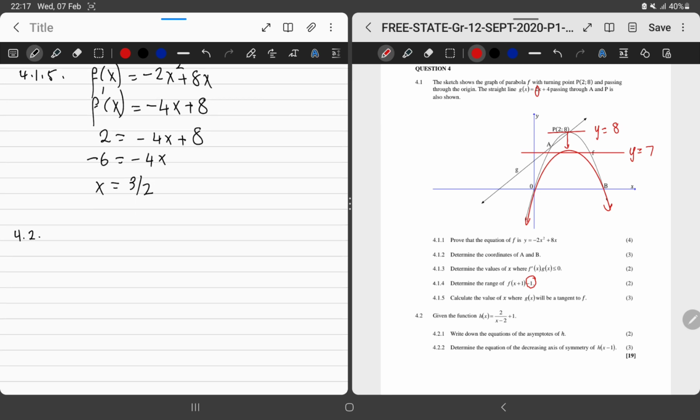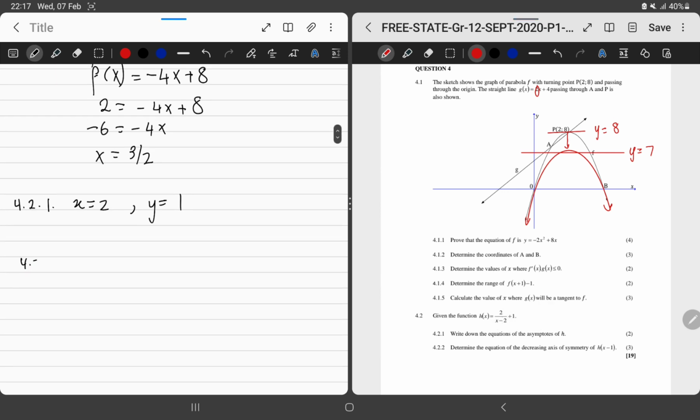4.2. I am given that. 4.2.1. Write down the equation of the asymptotes of h. x is equal to 2, and then y is equal to 1. Because this value and that value give me the equations of the asymptotes. Now I know that this is a fact, so x minus 2 should be equal to 0, so x is equal to 2.